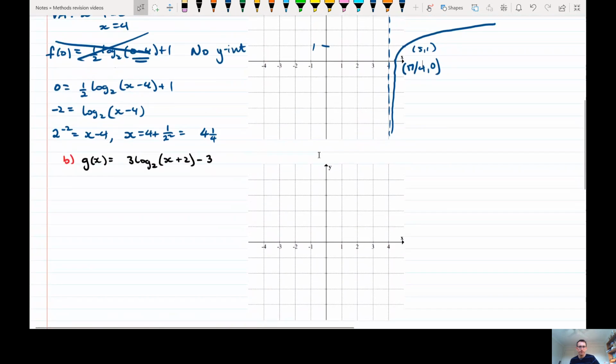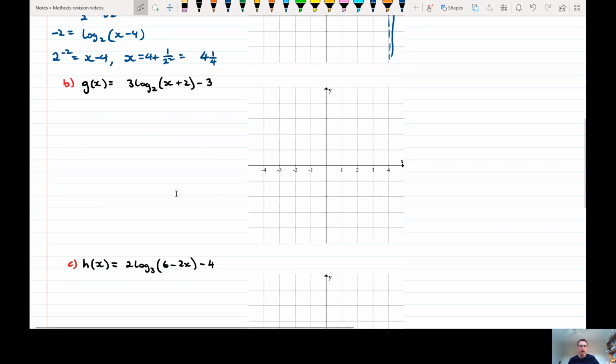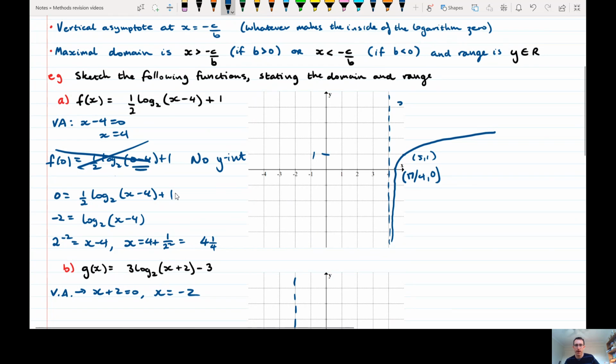The next one. This one's going to be a little bit nicer to sketch as a translation to the left rather than to the right, so I'll actually be able to get it on the axes. Again, we're going to have our vertical asymptote. It's whatever makes the inside of the logarithm 0, which is x minus 2. So we're going to have x minus 2 marked all through here as our vertical asymptote. Did I label that one? I didn't. You need to label your asymptotes.